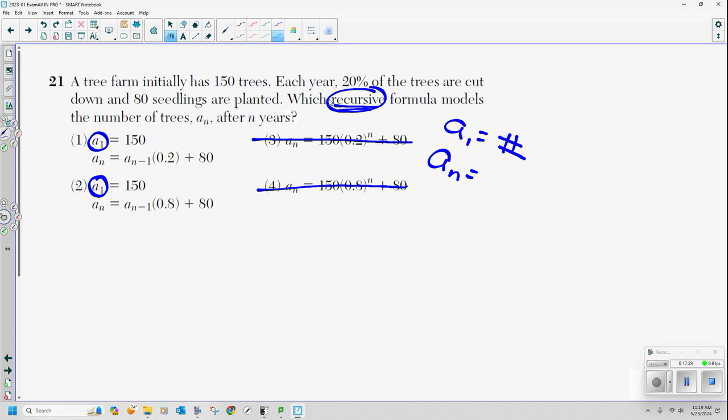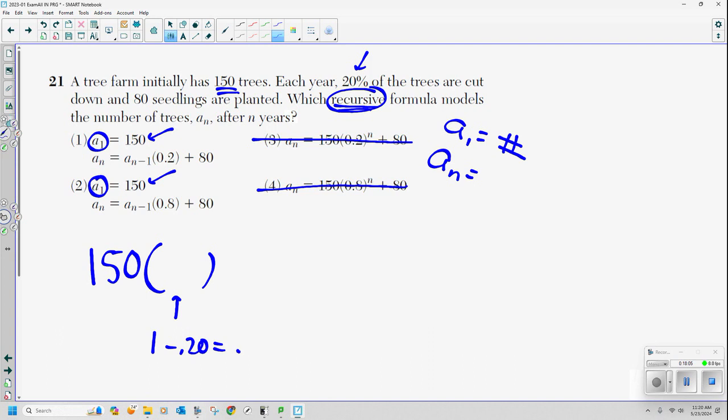Okay. The second thing is I start with 150. So my first thing is 150. That's good. Each year, 20% of the trees are cut down. So if I take my 150, I don't multiply it times 0.20. It is decreasing by 0.20. In here is always 1 plus or minus my rate. I am decreasing, so I'm going to subtract the rate. And my rate is 0.20.